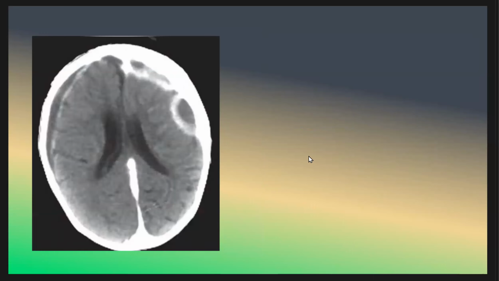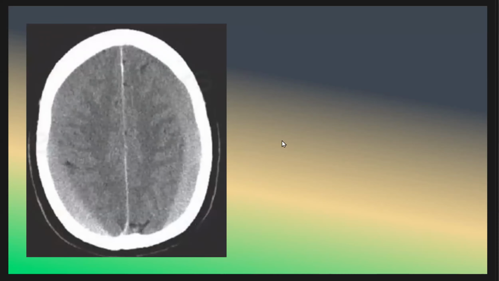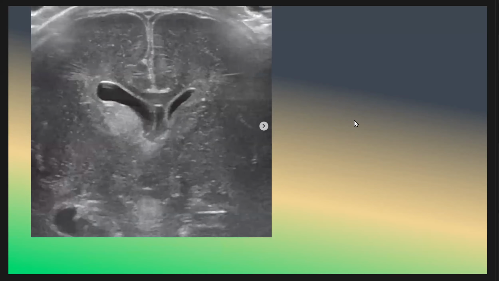This child has a classic appearance, and you see a multiloculated subdural collection, and this is empyema, subdural empyema. And this patient has bilateral subdural hematoma, isointense to the brain. And this patient has, what do you think the patient has?